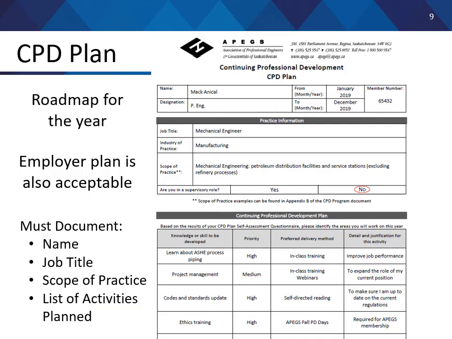Each year, APEGS members are required to document their CPD plan. Some members may use the CPD Plan template available for download from the APEGS website, while other members may use a form provided by their employers. No matter what format the member uses, CPD plans must document at a minimum the member's name, their job title, their scope of practice, and a list of activities the member hopes to undertake that year.